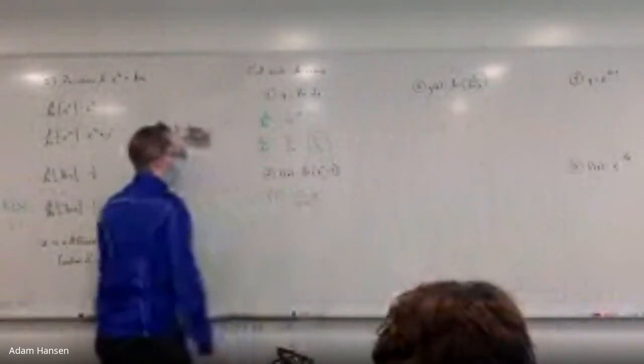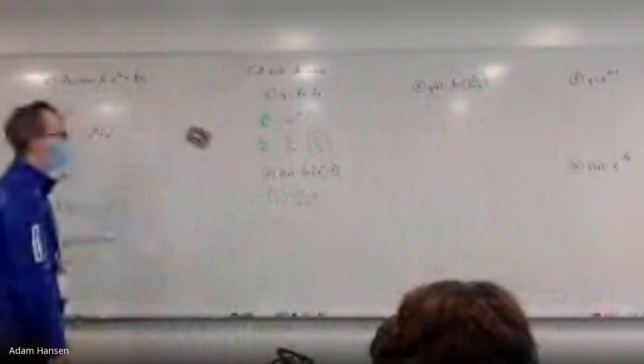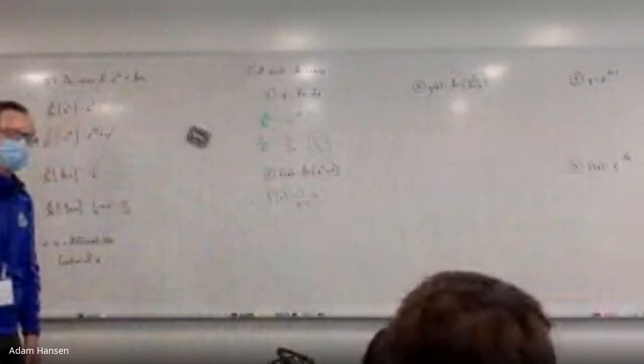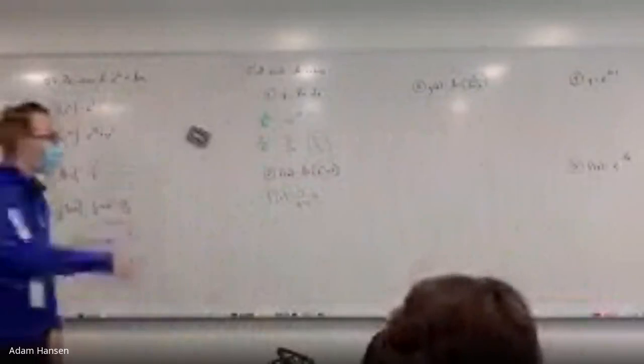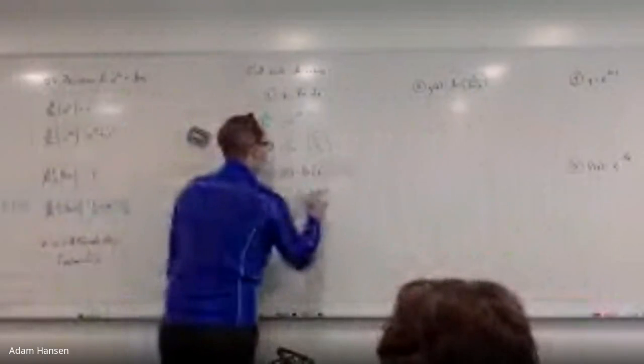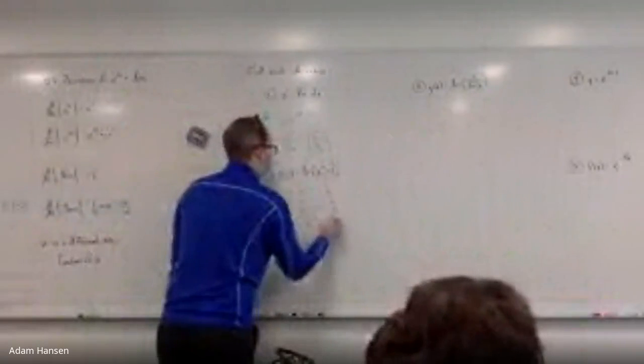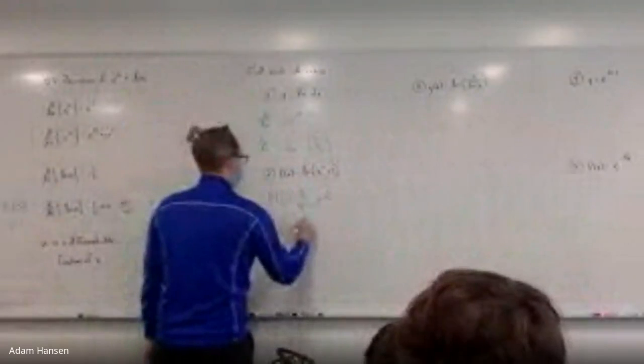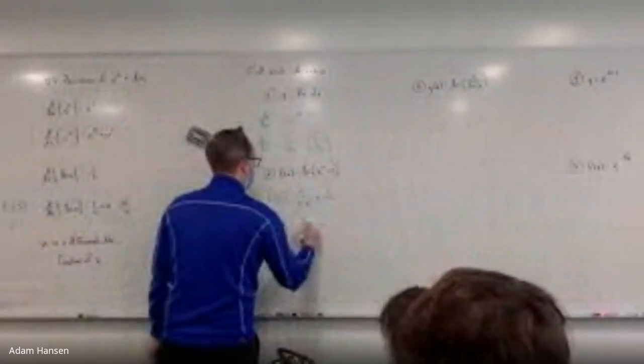All right, so 1 over u times u prime, that's 1 over x squared plus 1 times the derivative of the inner function. What's the derivative of x squared plus 1? That's 2x. Putting this all together, 2x over x squared plus 1.